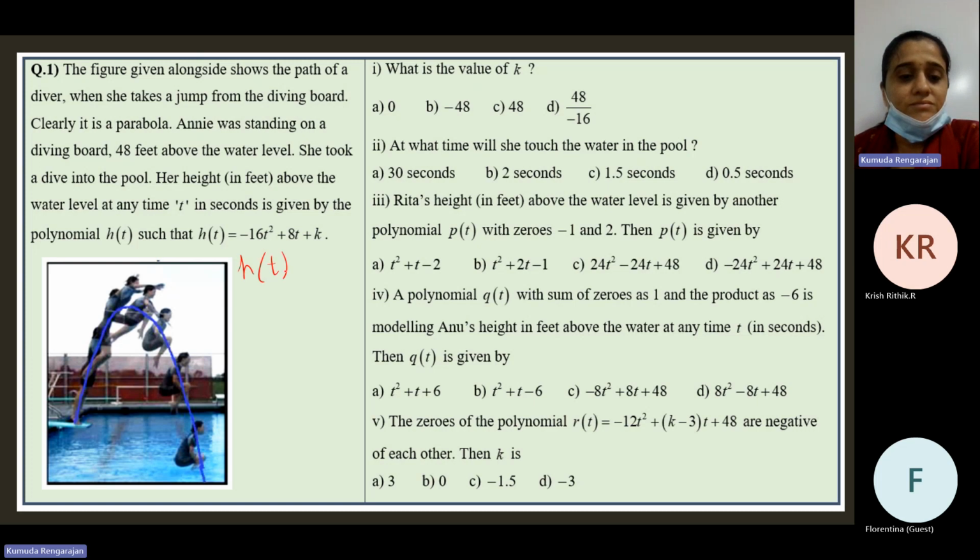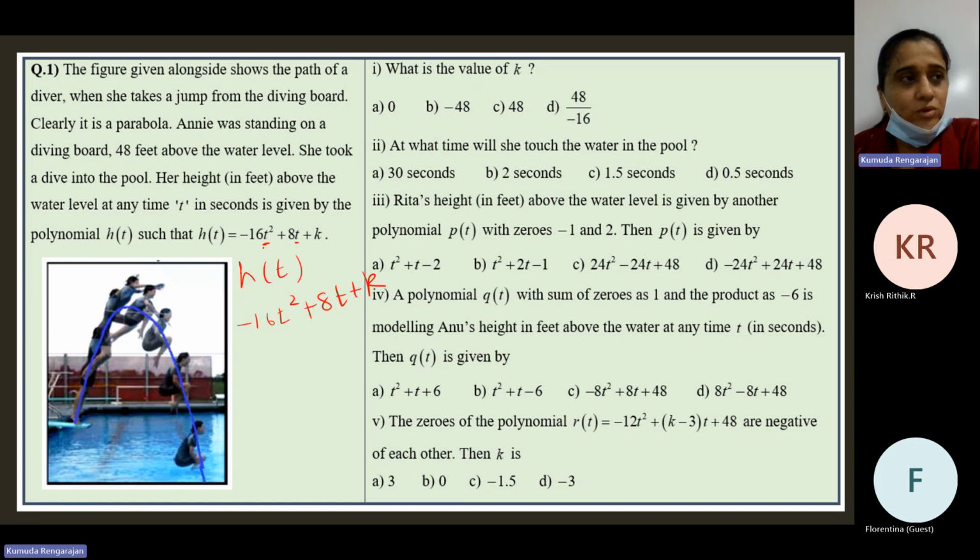So we have this quadratic polynomial h of t. H of t is the quadratic polynomial, right? And the polynomial is minus 16t squared plus 8t plus k. Now t is the time in seconds.